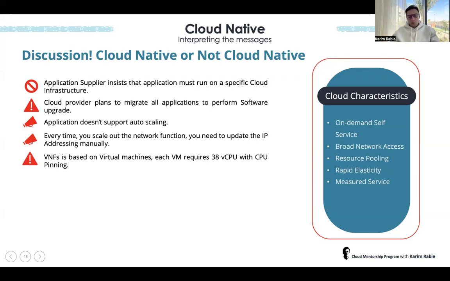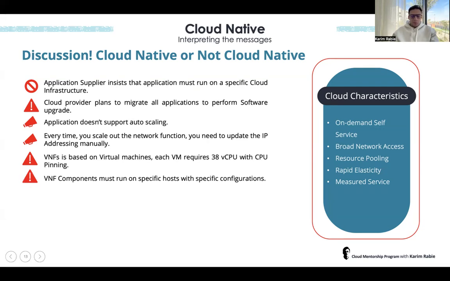VNF is based on virtual machine. Each VM requires 38 vCPU with CPU pinning. This is not cloud native, because cloud native is lightweight by default. I mean, the application itself. So a VM with 38 virtual CPU, that's a huge thing. And with CPU pinning, that's a very aggressive thing. So that's the classic telco workload that we saw at the beginning of the NFV, and this is not a cloud native practice for sure.